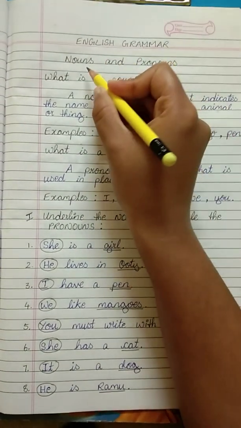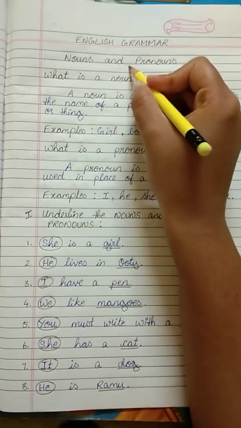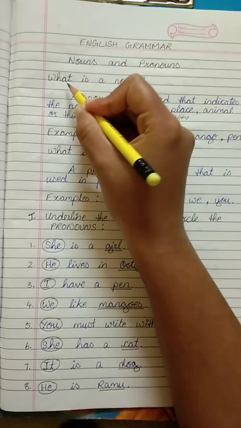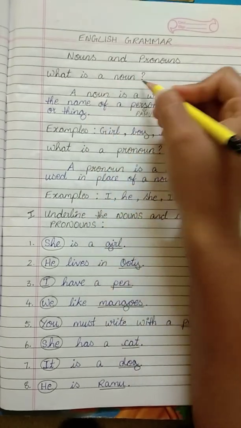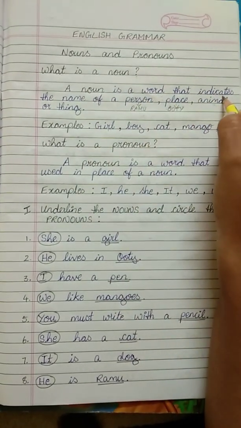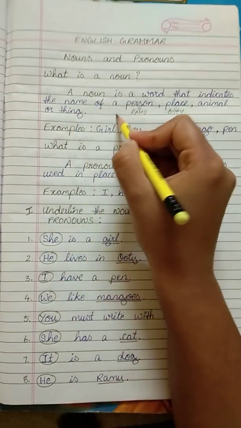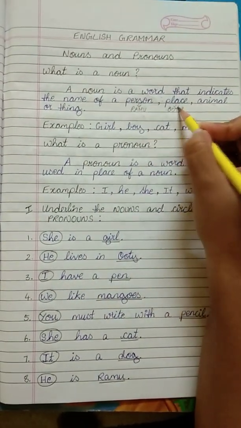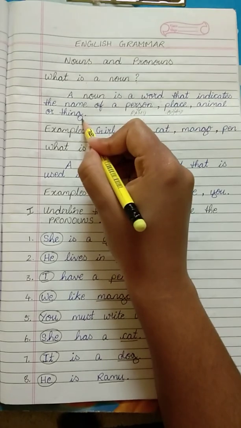In grammar, we will be seeing nouns and pronouns. Okay, children, what is a noun? A noun is a word that indicates the name of a person, place, animal, or thing.